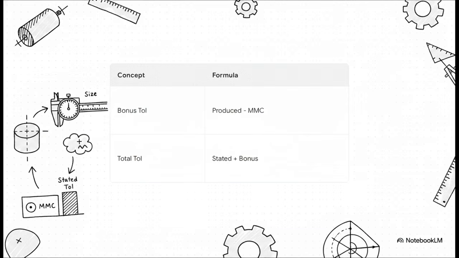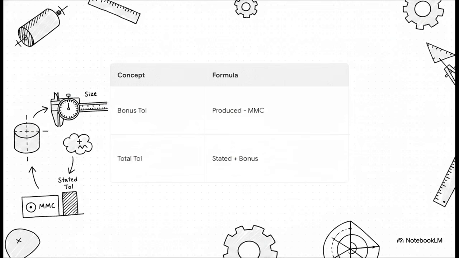Okay, let's look at how this builds into a running numeric example, just to prove exactly how departure from MMC size directly equals bonus tolerance. The math here is beautifully simple. It is literally a 1-to-1 ratio. To find your bonus tolerance, you just take the actual produced size of your feature, whatever you measured right there on the shop floor, and you find the absolute difference between that and the MMC size specified by your limits. That difference, that is your bonus tolerance.